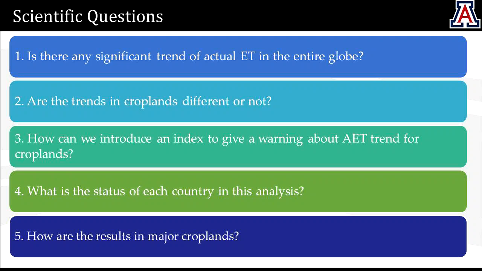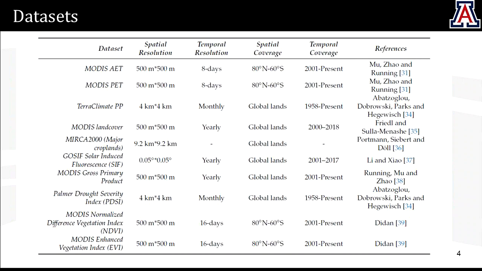First, we wanna see is there any significant trend of actual ET in the entire globe. Then we investigate the trends in croplands. Our next question is how can we introduce an index to give a warning about the AET trend of croplands. Then we'd like to see what is the status of each country in this analysis. And finally, we will explore the trends in major croplands.